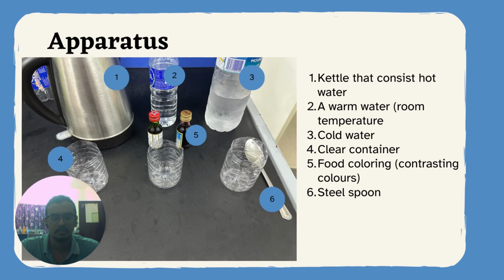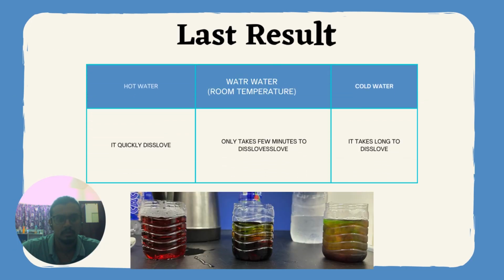So basically, this is our apparatus for the experiment on convection. First is the kettle that consists of hot water. Second is warm water at room temperature. Third is cold water, and the fourth is a clear container. We have three clear containers. Fifth is food coloring, which is two colors, red and green, and the last one is a steel spoon.